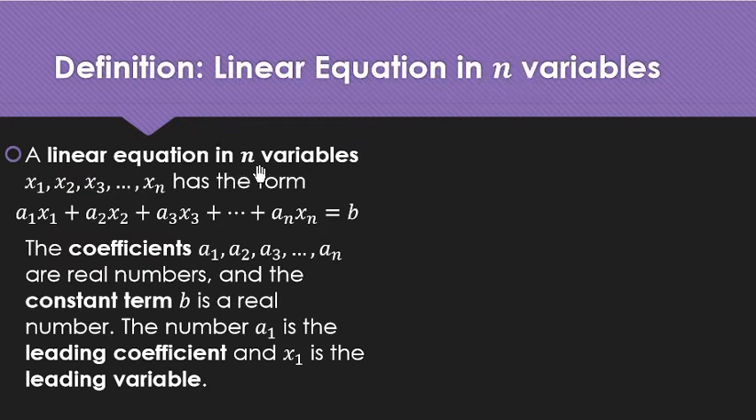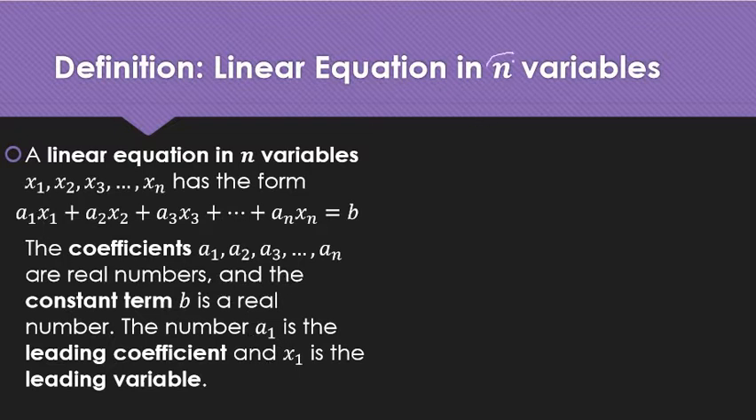A linear equation in n variables, x sub 1, x sub 2, x sub 3, up until x sub n, has the form a sub 1 x sub 1 plus a sub 2 x sub 2 plus a sub 3 x sub 3 plus until a sub n x sub n equals b. The coefficients a sub 1, a sub 2, a sub 3 up until a sub n are real numbers, and the constant term b is also a real number. The number a sub 1 is the leading coefficient, and x sub 1 here is the leading variable.